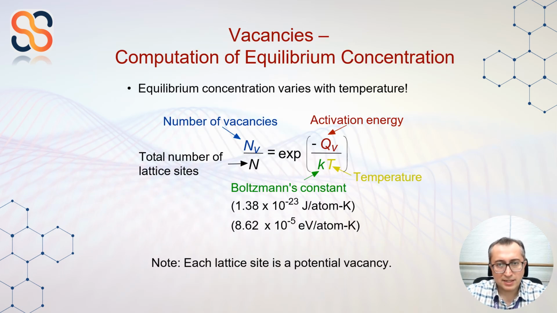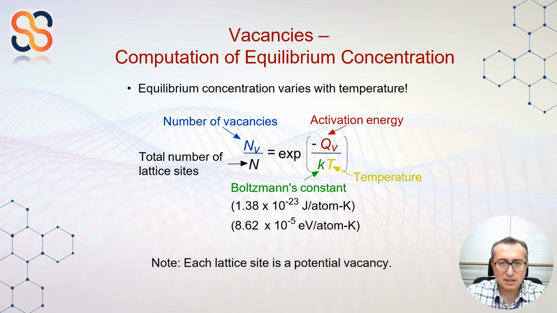When we talk about vacancies in metals, it is essential to understand that the equilibrium concentration of these vacancies changes with temperature. The formula we use is N_V over N equals exponential of negative Q_V over kT. N_V is the number of vacancies we have. N represents the total number of lattice sites in the material. Q_V is the activation energy needed for the formation of vacancies.